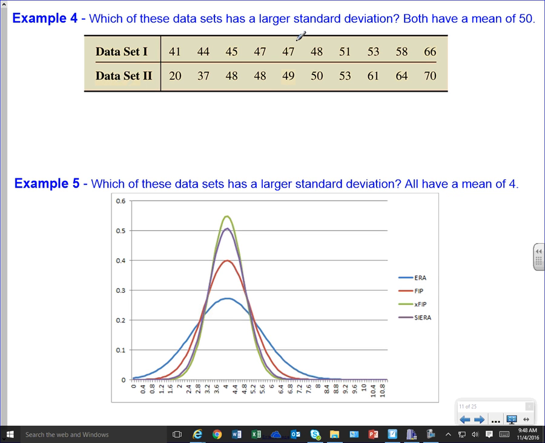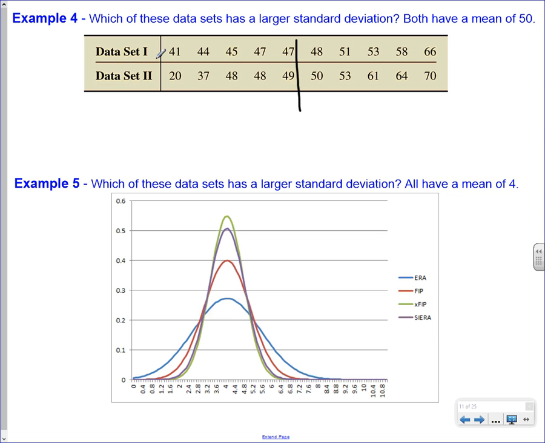So you'll notice that they're both centered, these are written in order, smallest to largest. So they're both centered around 50, or have a mean of 50. But what's different is the range of data, so how the observations differ. So does data set 1 or data set 2 have a larger standard deviation? It would be data set 2.